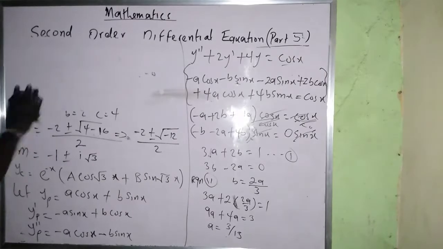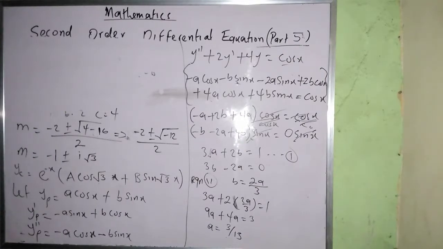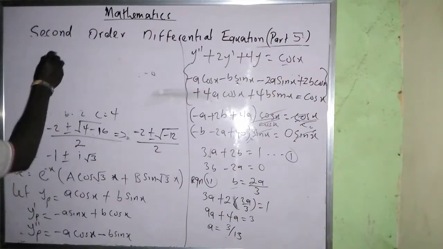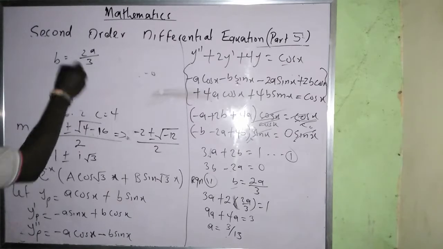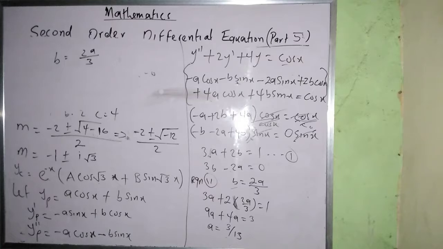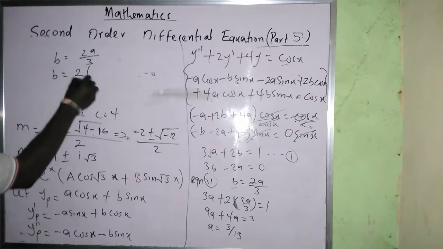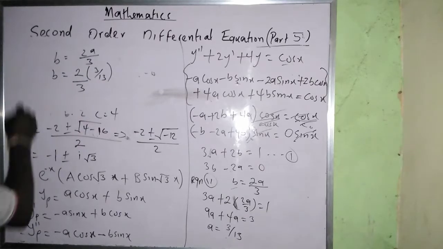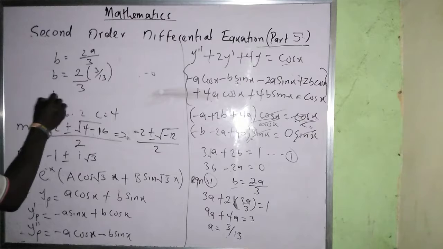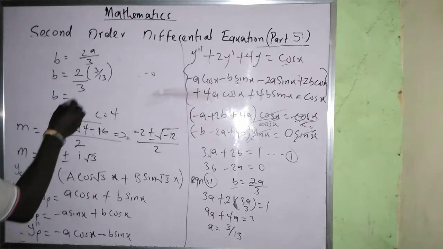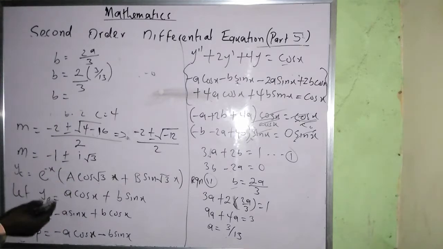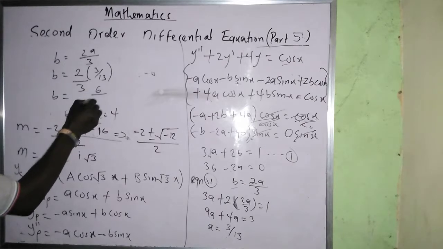I'll move on to the other part. Since my a is equal to 3 all over 13, I will now move on to this part. My b will be equal to 2a all over 3. What is my a? 3 all over 13. It means b equals 3 all over 13 divided by 3, which will give me b equals 6 all over 39.